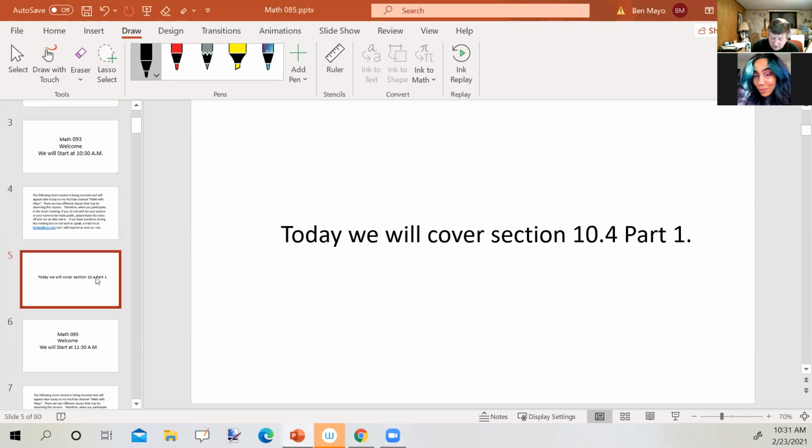All right, so eventually, today we're going to get into section 10.4, the first part of it. But before we do that, I had two students requesting basically the same question but different numbers, and I'm going to go through both of them. This is from section 10.2, part 2.